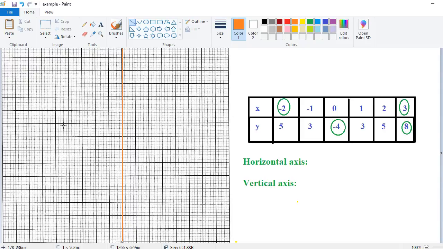All right, so we have our x for the most part. That's a good position to put your vertical axis. Now the next thing we have to determine is where I am going to put my horizontal axis.